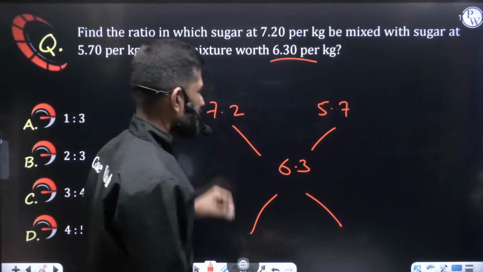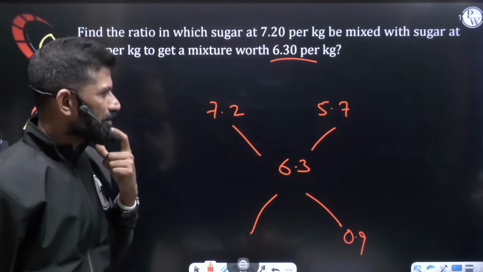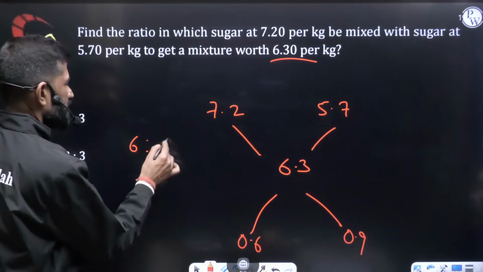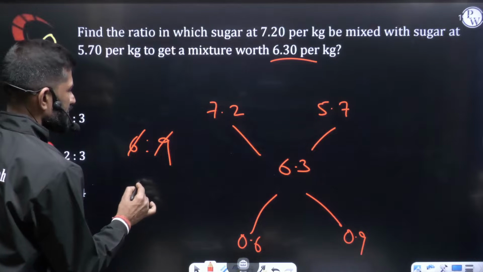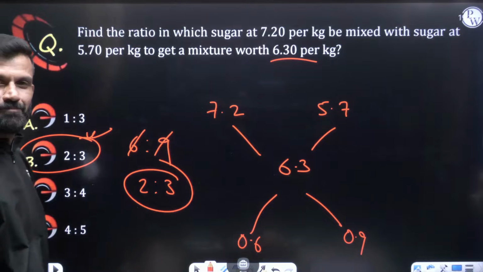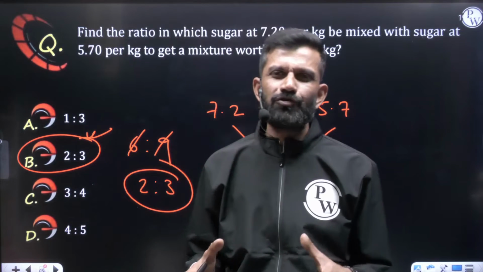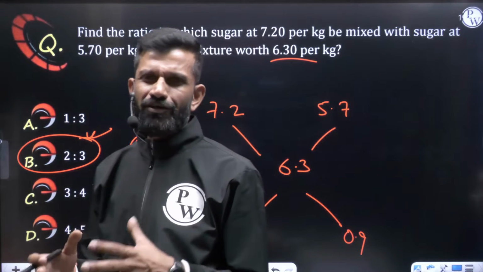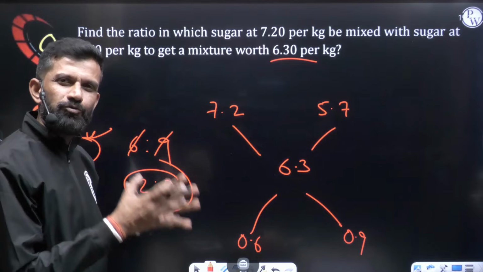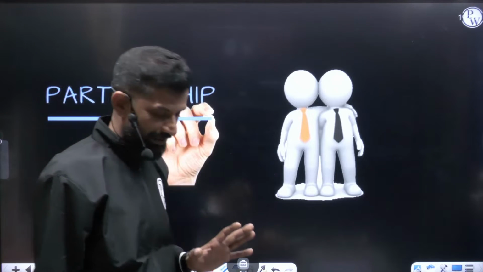It will come 789. So 0.9 you will get. And here 63 minus 57, how much you will get? 0.6 you will get. So they should be mixed in the ratio of 6:9, which you can further cancel and say 3 2s are 6, 3 3s are 9, so 2:3 ratio, that is given in option B. As simple as that. So this alligation rule, you can see it will be useful to you in so many places. We even call it the flower method, but how to mix that, how to write that, that should be very clear to you. Then it will be useful to you in so many places.